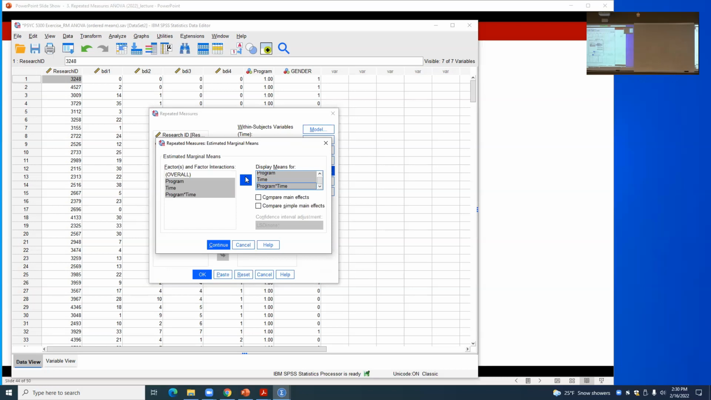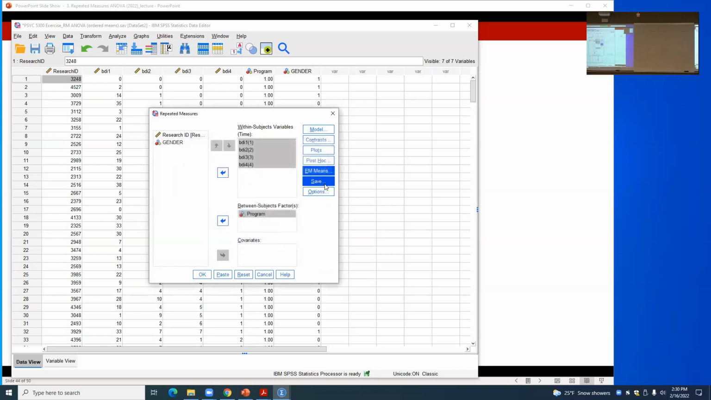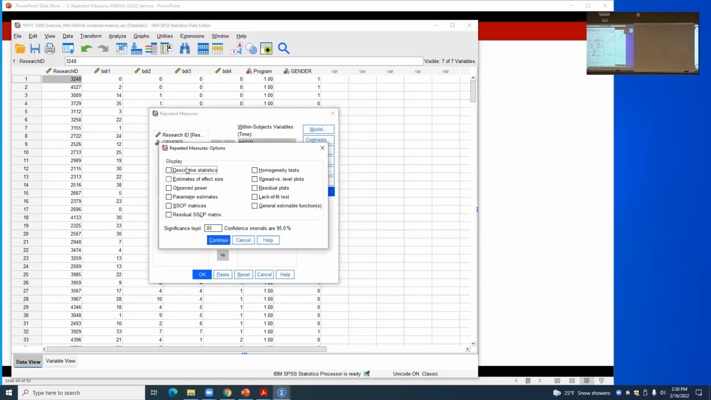but sometimes it's nice to request these, just so when you see the output, you can go down through and say, okay, here's the difference between this and this, this and this, and they should be pretty close to your observed means. So we'll request these. Not going to save anything, but then on options, I'm going to ask for descriptive statistics, effect sizes, and then I'm going to request homogeneity variance test.